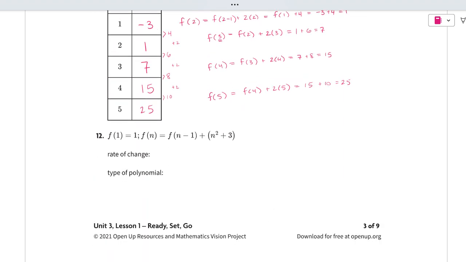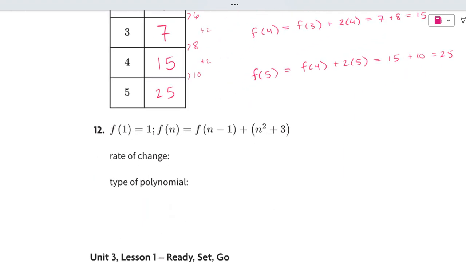Okay, number 12. So it tells us that our leading term is 1. We see this n squared here. So our rate of change is n squared plus 3, which means it's cubic. Right? The third difference is constant.